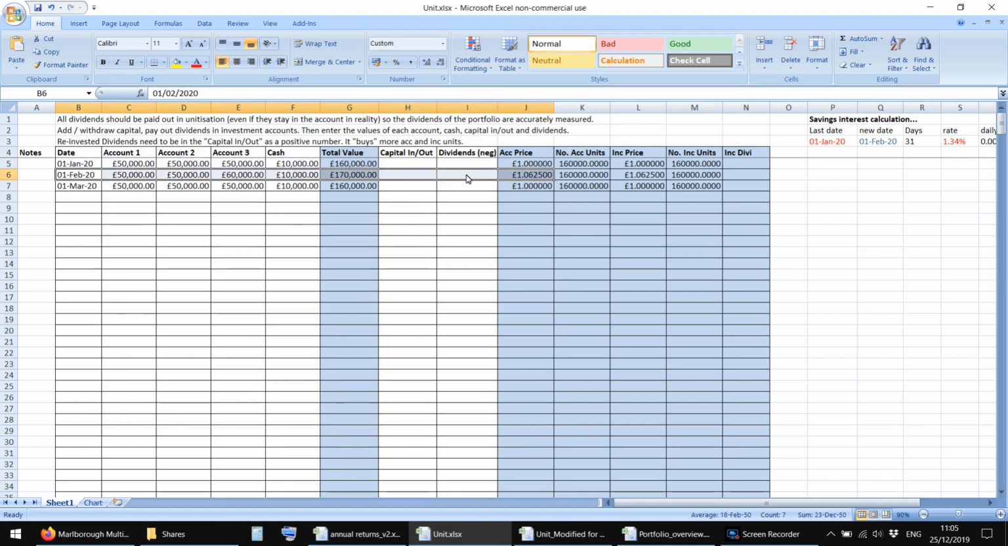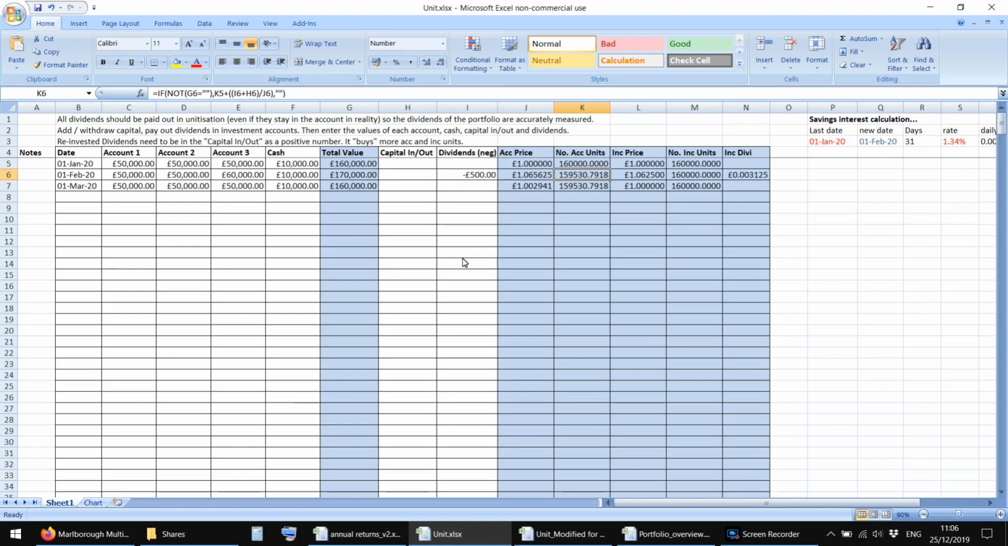Now, another thing that happens, if your portfolio pays dividends, which most portfolios do, let's say there was a dividend paid in the portfolio, and you wanted to give it to yourself. Actually, you do this anyway. Even if you don't pay yourself the dividend, you still need to put it in this dividend column. So if the portfolio paid £500 of dividends between the 1st of January and the 1st of February, you need to pay it out of the portfolio by putting it in there as a negative number.